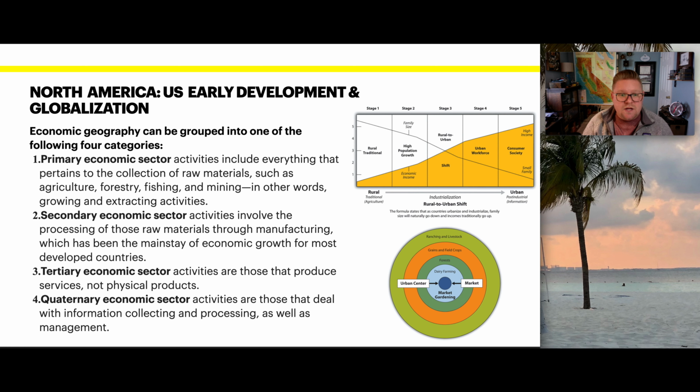The secondary economic sector involves the processing of these raw materials through manufacturing, which has been the mainstay of economic growth in most developed countries. So really taking those raw materials and producing them into steel or into something a little bit different. The tertiary economic sectors are activities that produce services, but not the physical products. So those who actually produce the service for those products, but not the products themselves. And lastly, the quaternary economic sector are those who deal with information collecting and processing as well as management. So you really go from just raw material to moving into the more database element.